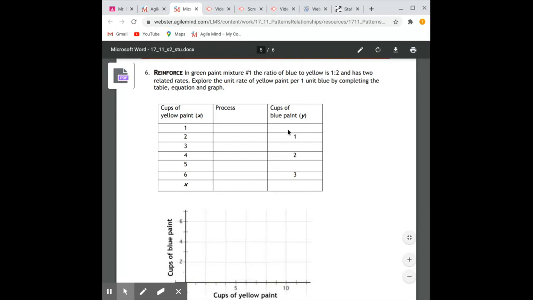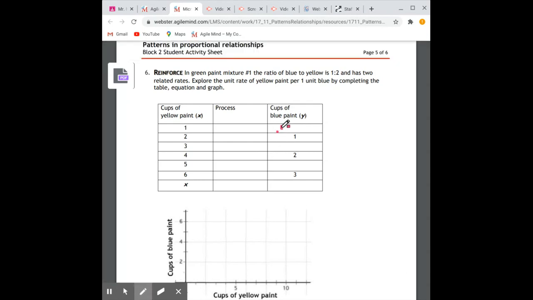What times 2 equals 1 whole? 0.5. So put that in the calculator. 0.5 times 2 equals what? 1. Is that in the process or just the cup? So the process there would be 0.5 plus 0.5 or 0.5 times 2.